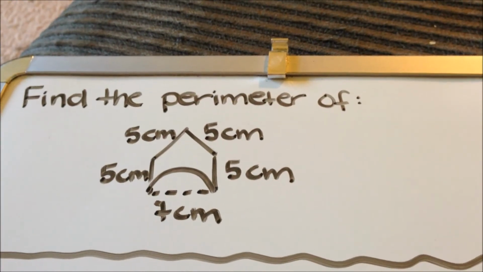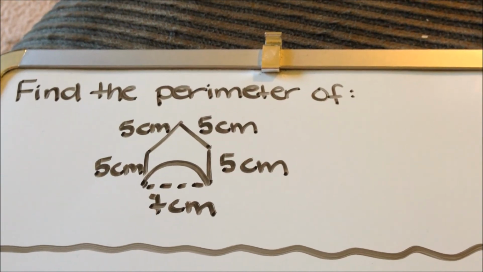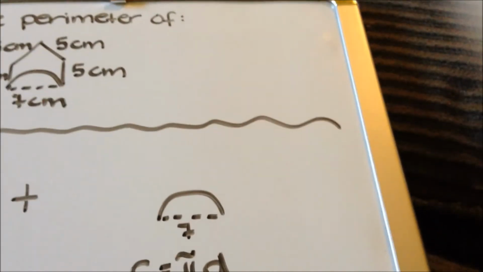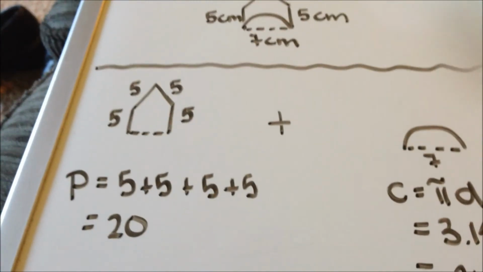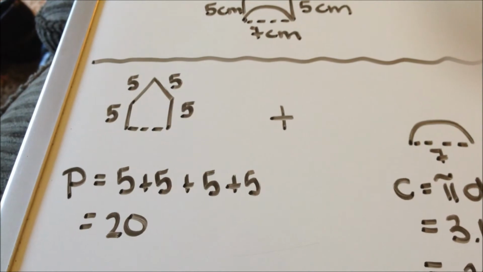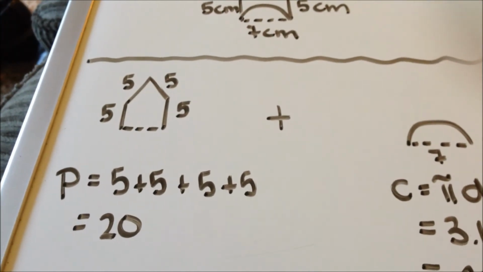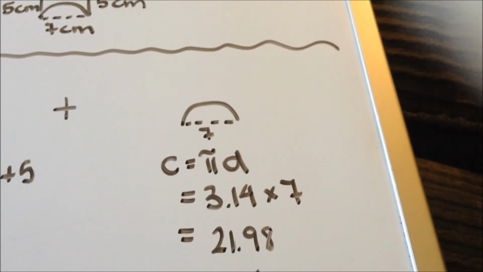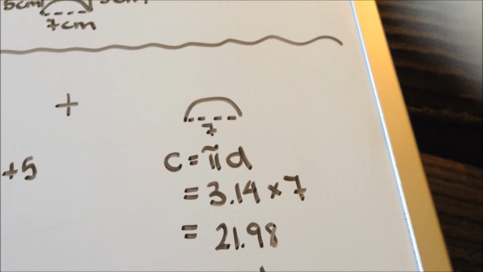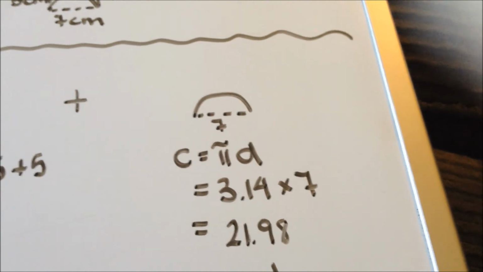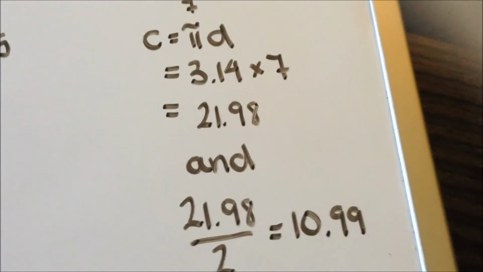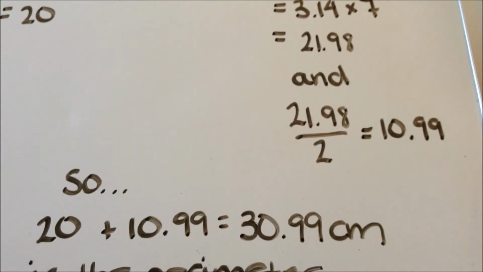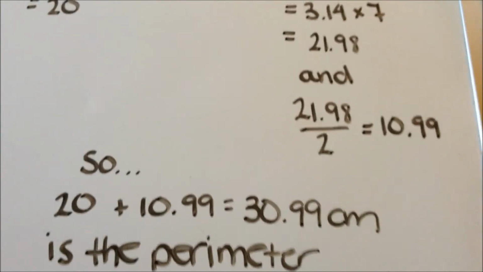Find the perimeter of the following composite geometric figure. We're going to split it into a pentagon and a semicircle. In terms of the pentagon, the perimeter is simply 5 plus 5 plus 5 plus 5, or 5 times 4, which is 20. And the semicircle has a diameter of 7, so pi times d, or 3.14 times 7, we get 21.98. But again, it's a semicircle, so cut it in half and we get 10.99. When we add the two perimeters together, we get 30.99 centimeters.